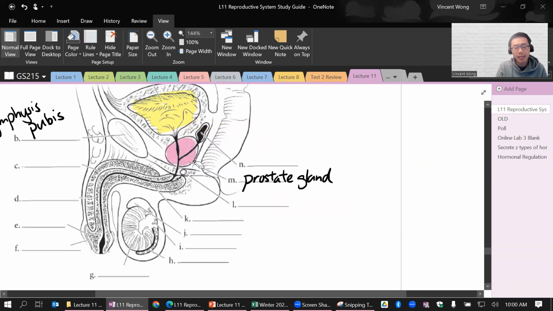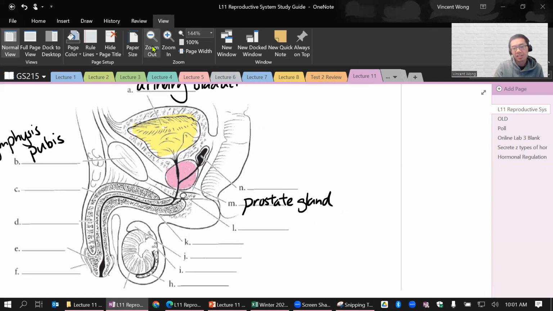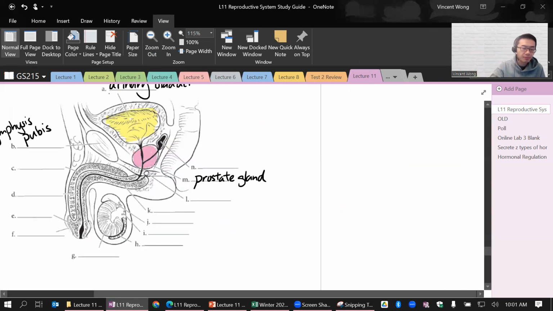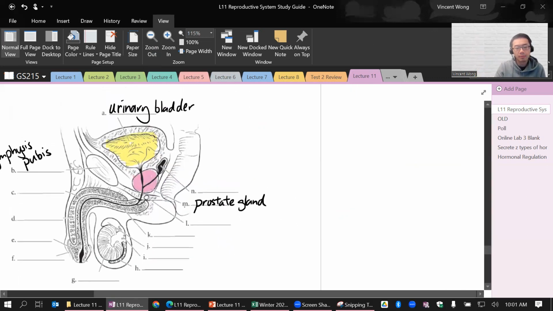So the prostate gland, men over 40 are recommended to get their prostate examined during a physical checkup. If it's enlarged, then the physician can actually feel the enlarged prostate through the rectum. That's something that they should check for, because enlargement of the prostate can mean a bunch of bad things, including prostate cancer.